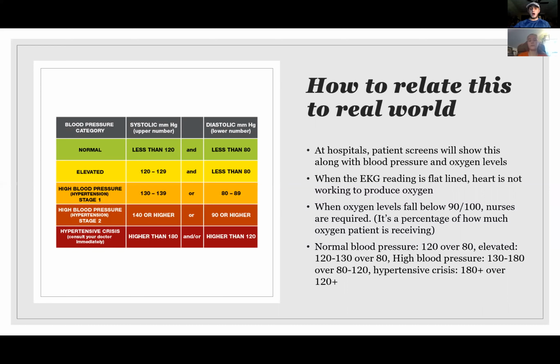Also, whenever the oxygen levels fall below 90 out of 100, that requires a nurse, because it's a percentage of how much oxygen the patient is receiving. And you see to the left here in this picture, these are just the different types of blood pressures. When you get into high blood pressure or hypertension, that's when it becomes more dangerous. Anywhere from normal to elevated is a little bit normal. However, if you go past that, it becomes more dangerous.